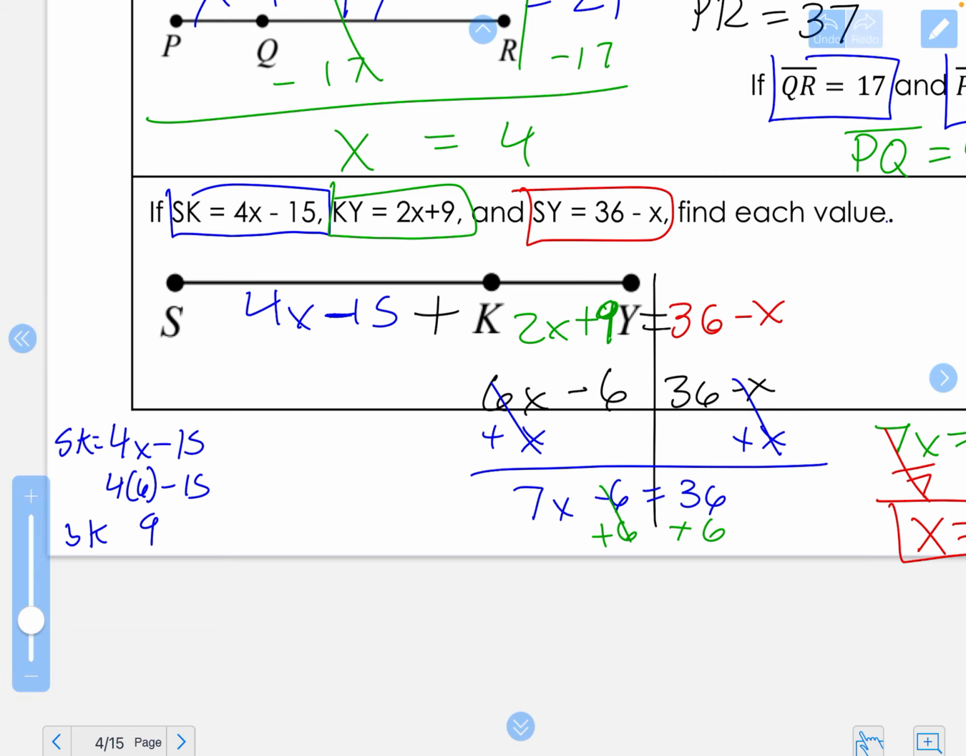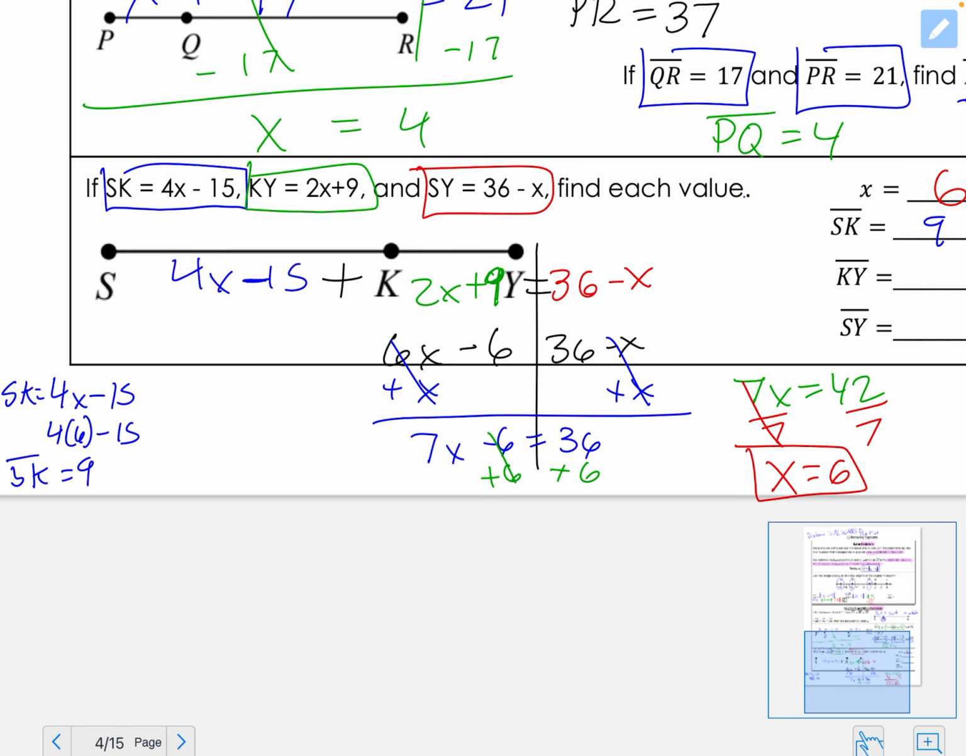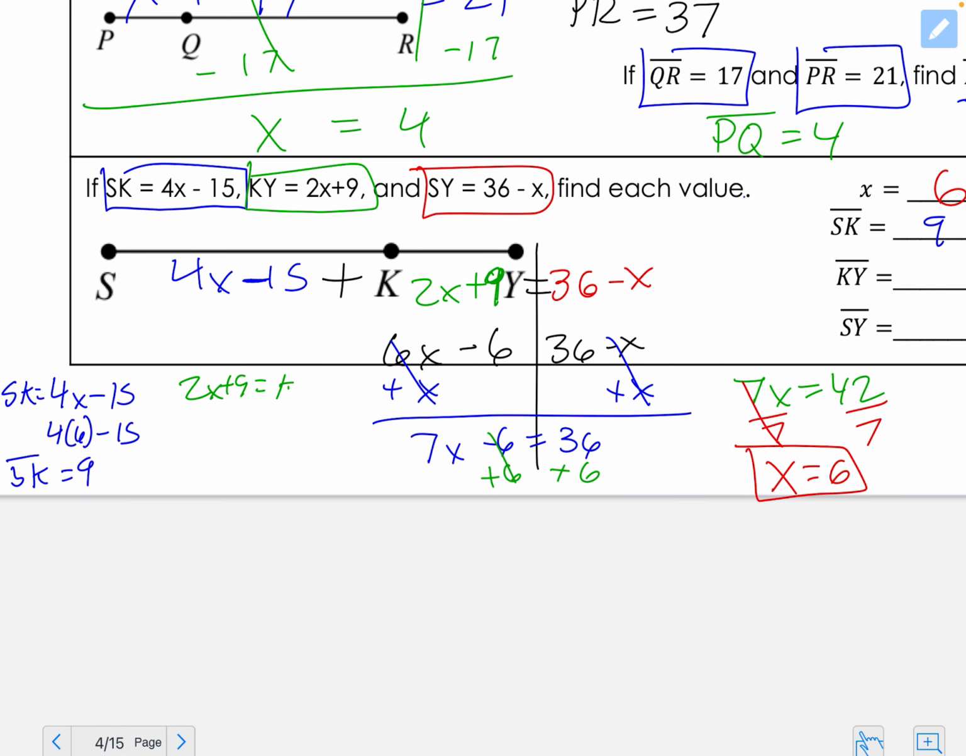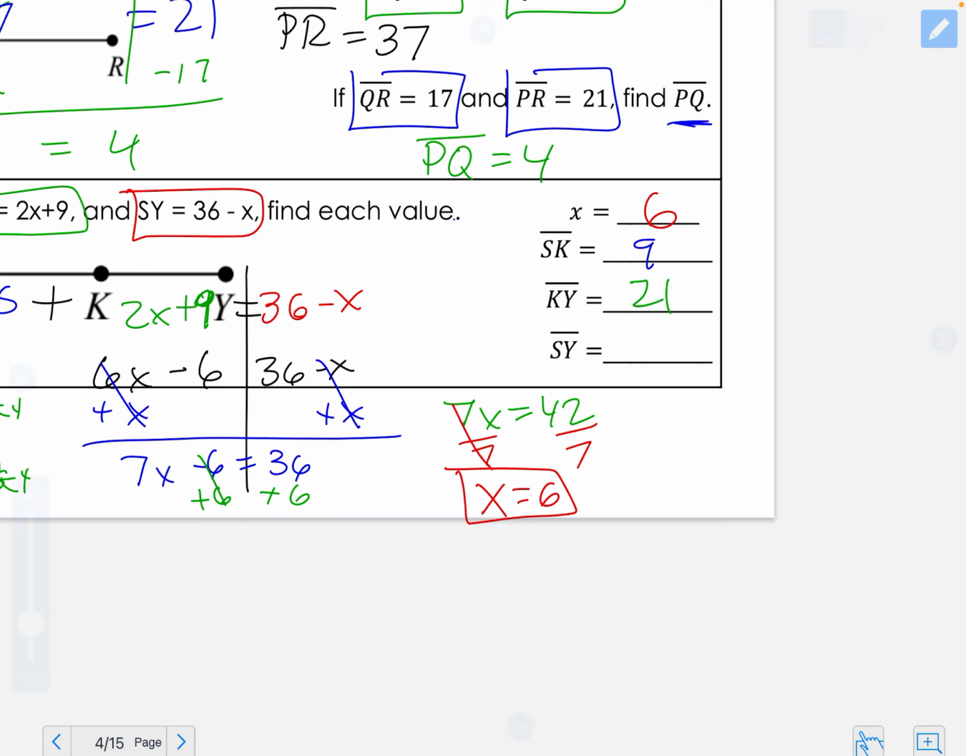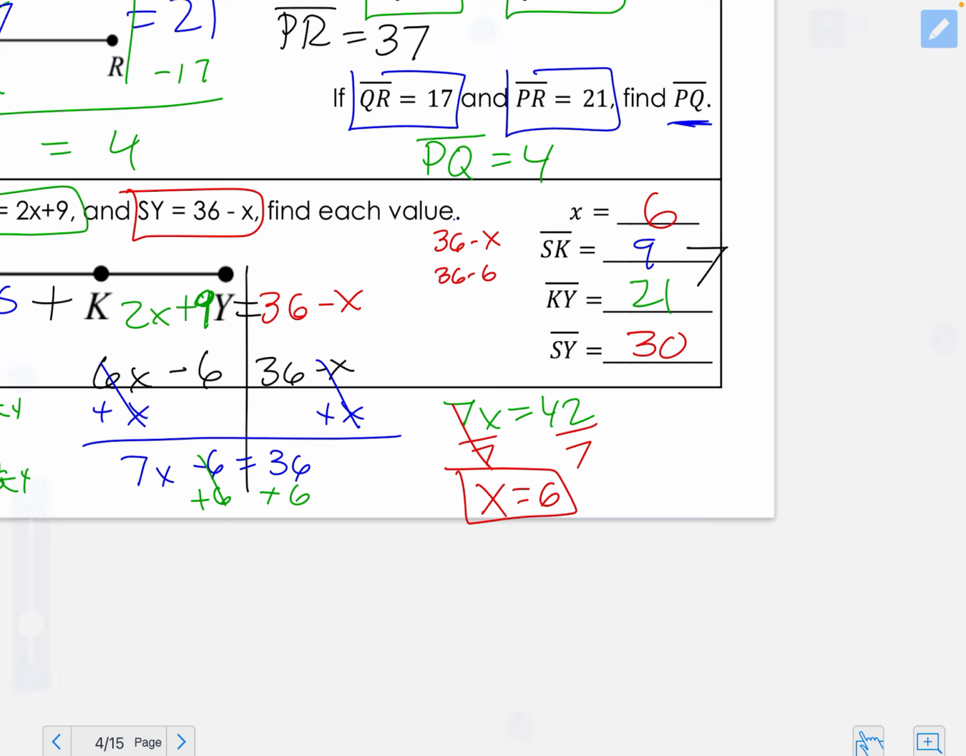So SK equals 9. I'm going to do the same thing with KY. 2x plus 9 equals KY. So 2 times 6 plus 9. So 12 plus 9 should be 21 equals KY. Yep, 21. And then finally, 36 minus x. So 36 minus 6 should get me 30. And I can check my answer by doing part plus part. So 9 plus 21 is 30, and 30 is the same as my whole.